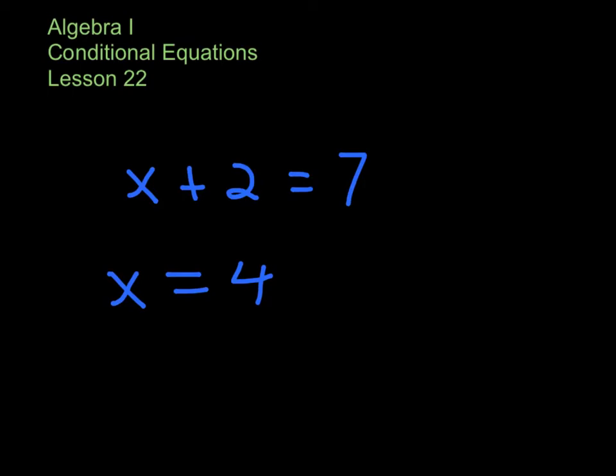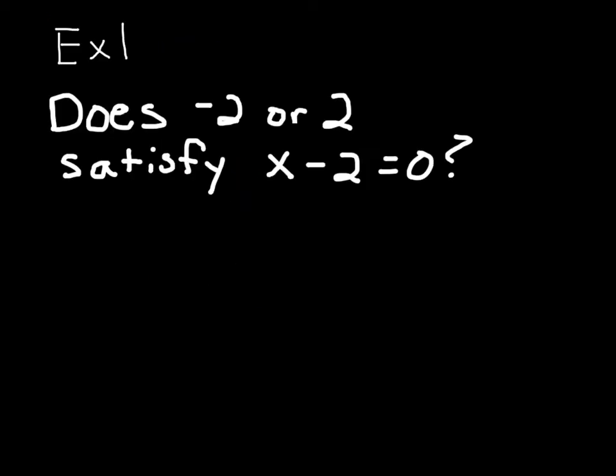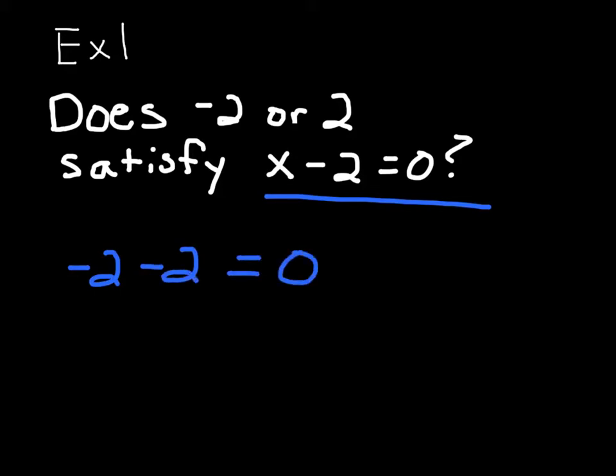Now, to better explain this, let's take a look at our first example. It says, does a negative 2 or 2 satisfy x minus 2 equals 0? The way this is worded, we know that one of those is going to make this equation true. Well, let's try both of them. Let's try a negative 2 first. If I put a negative 2 in for x and subtract 2, we're going to ask ourselves if that's equal to 0.